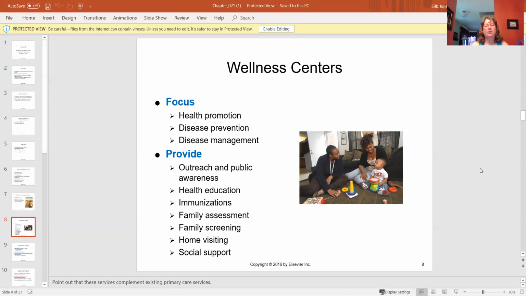Okay, so wellness centers, they focus on health promotion, disease prevention, and disease management. They provide an outreach and public awareness. They give a lot of health education, which is great. Immunizations, family assessment, family screening, home visiting, and social support. These services definitely will complement existing primary care services.